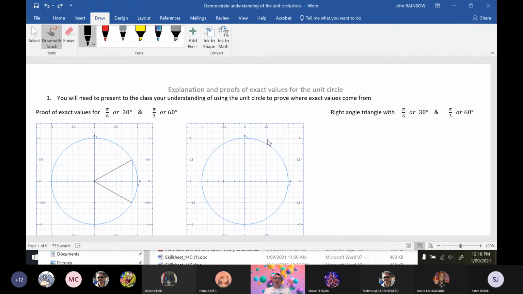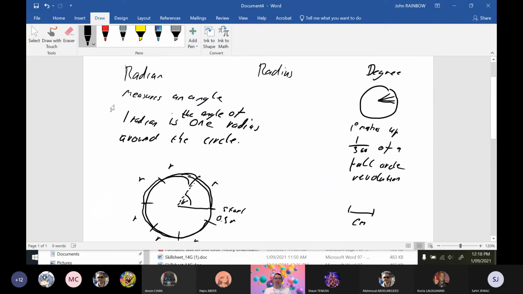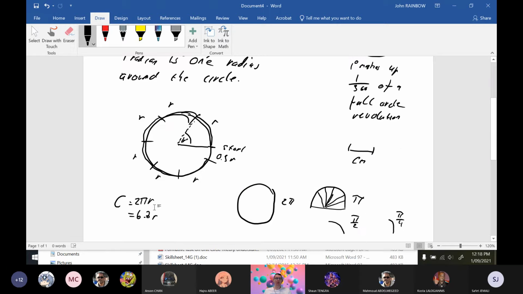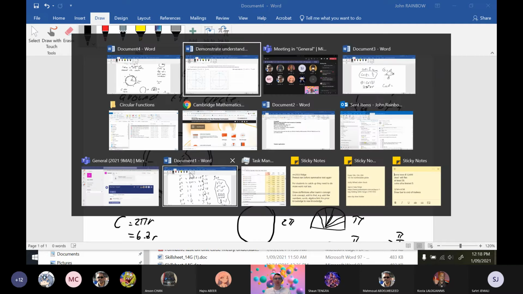I'm not going to worry about the radian definition. The radian definition is basically 1 radian is the angle of 1 radius around the circle. So it's 1 radius around the circle. So you've actually got 6.3 of those. Really, you've got 2 pi radiuses of those. So that's what a radian is. It's 1 radius around the circle, and it's the angle between where it starts and finishes.